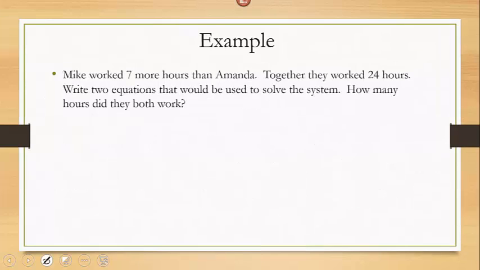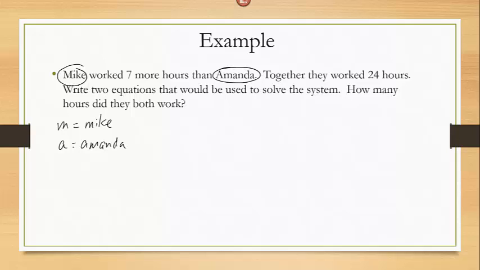Next, we have: Mike worked 7 more hours than Amanda. Together, they worked 24 hours. Write 2 equations that would be used to solve the system. How many hours did they both work? Both meaning Amanda and Mike. So one of our variables will be Mike and the other will be Amanda. Let's say M equals Mike's hours, and A equals Amanda's hours.